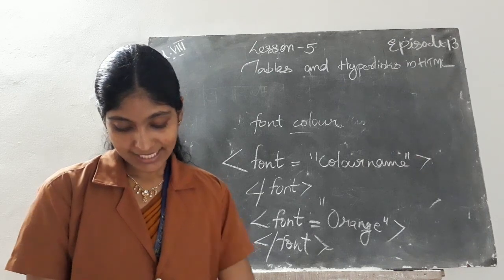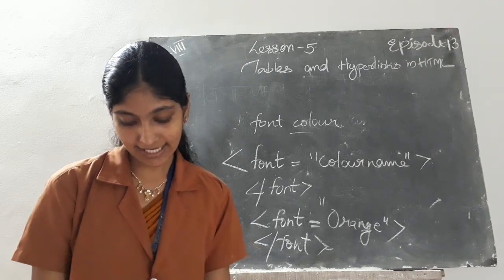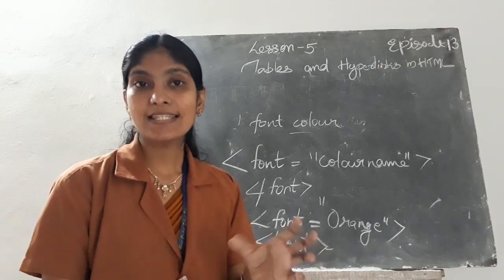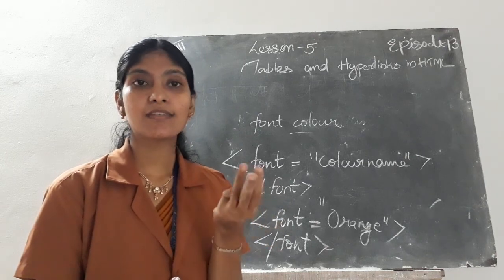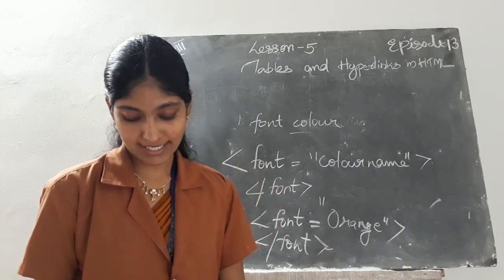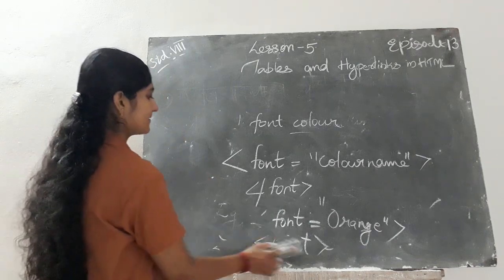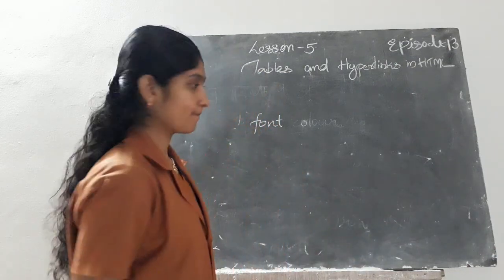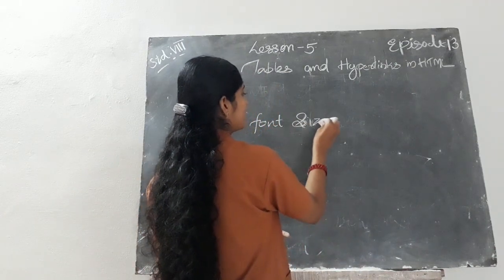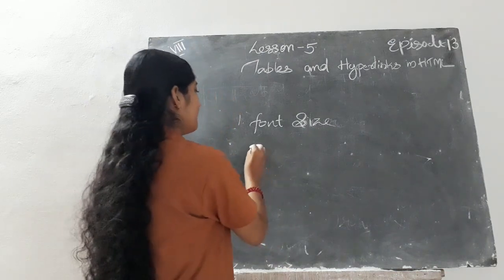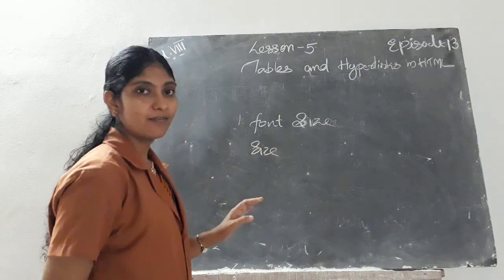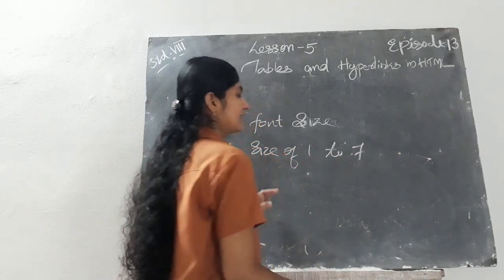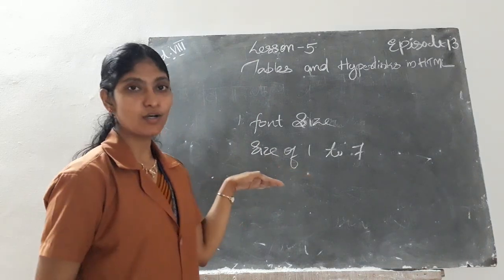Then next is font size. Font size means you can enter the size of the text. That means you can use 1, 2, 3, etc. So the next attribute is font size. Font size means the size of the font, starting from 1 to 7. So you can set any number from this range of size.